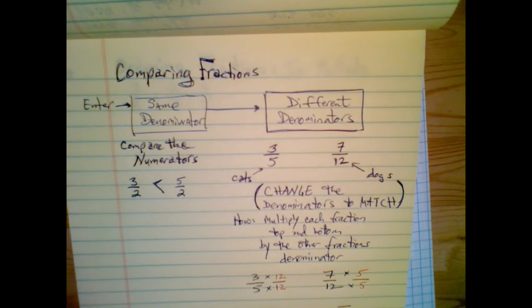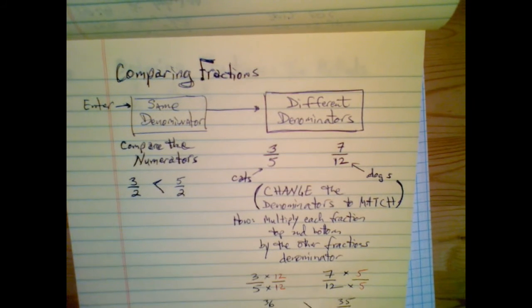Now I have the same denominators, and I just have to compare the numerators. 3 times 12 is 36. 7 times 5 is 35. And so I can see that 36 sixtieths is going to be larger than 35 sixtieths. Okay, we're going to stop here.